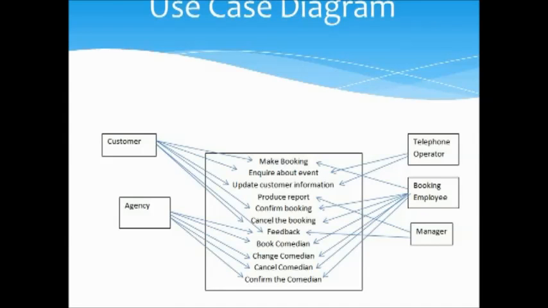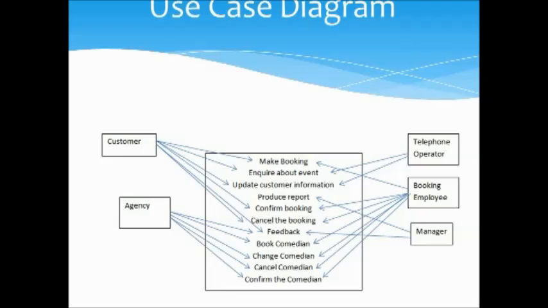One of the things we look at in UML is the use case diagram. The use case diagram shows each actor and then shows what processes they'll be doing. For example, in mine, the customer will need to be able to make a booking, inquire about an event, update customer information, confirm booking, cancel booking, and also provide feedback. The agent will do something similar, as in giving feedback, book a comedian, change comedian, cancel the comedian, and confirm the comedian. The telephone operator will work with the customer, helping inquire about the event and update customer information.